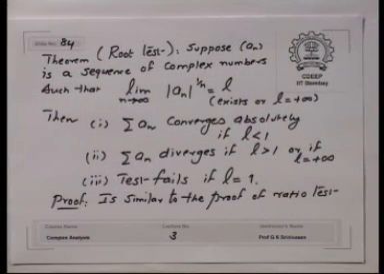What is another test that is very similar to D'Alembert's ratio test? The Cauchy's root test, alright, that is the next one. Cauchy's root test. Suppose an is a sequence of complex numbers such that the limit as n tends to infinity of mod an to the power 1 over n equals L. Either the limit exists as a real number or it is plus infinity. Then item number 1, sigma an converges absolutely if L is less than 1, sigma an diverges if L is bigger than 1 or if L is infinity. Test fails if L equals 1.